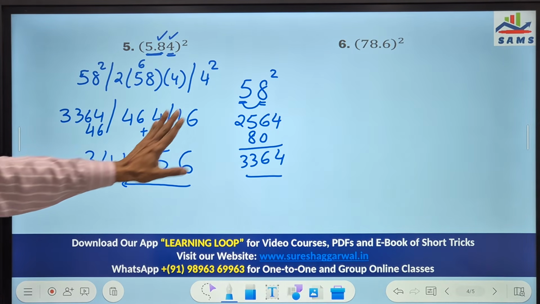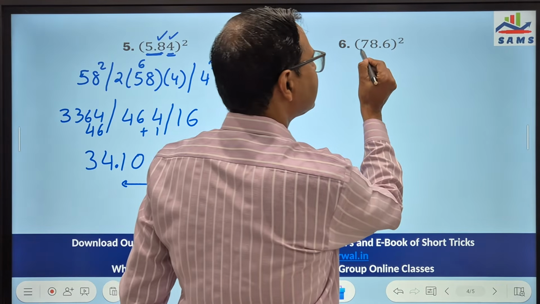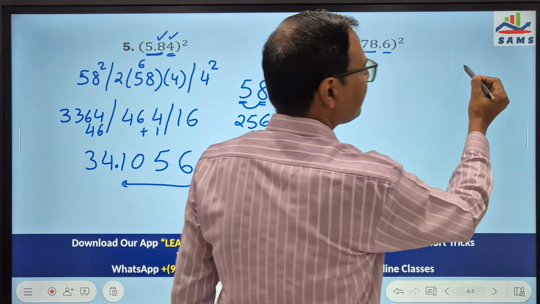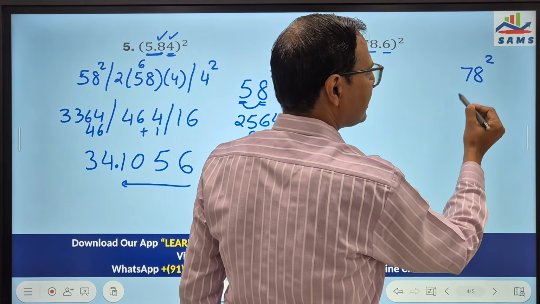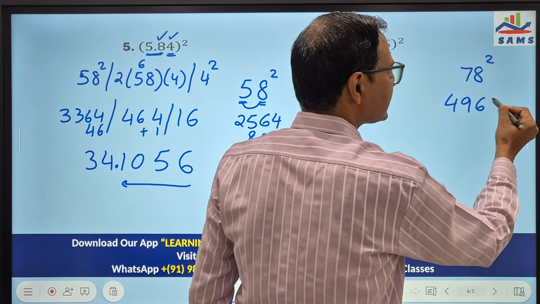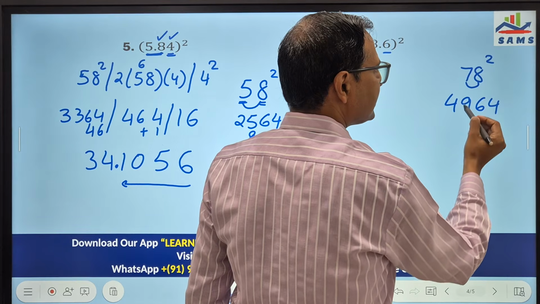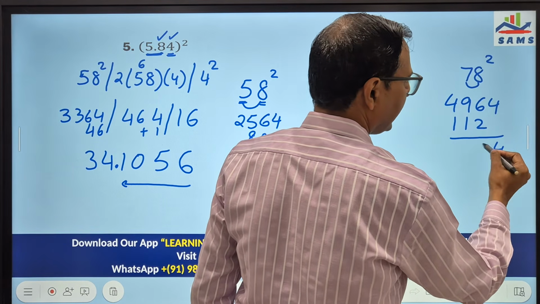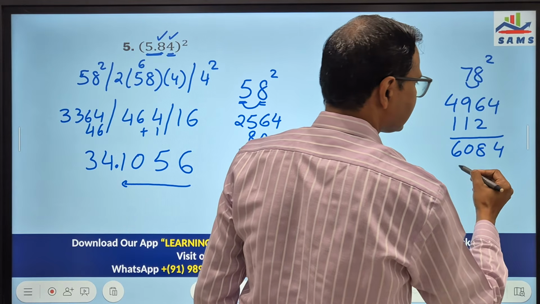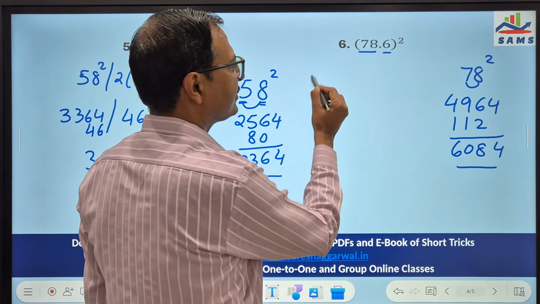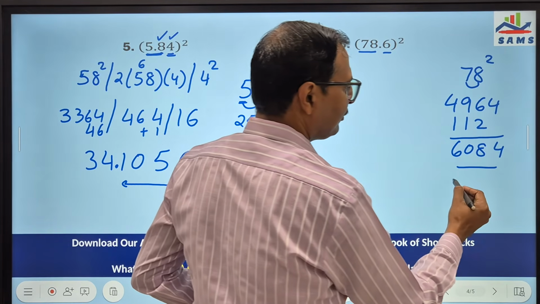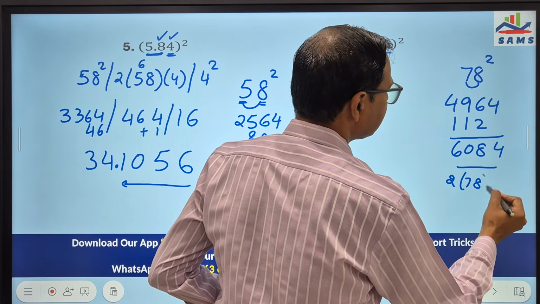Likewise, we have 78.6 here, so I'll consider 78 and 6 as two different numbers. So I wanted 78 square first. 7 square 49, 8 square 64, 7 8s are 56, double 112. So 4, 8, 0, 1 carry 6. So 6084 is the first number which I want, followed by double of 78 times 6.